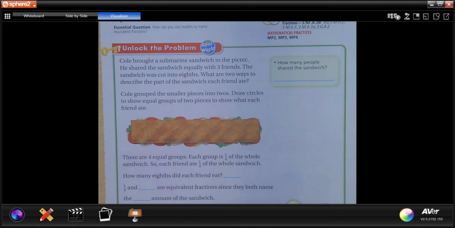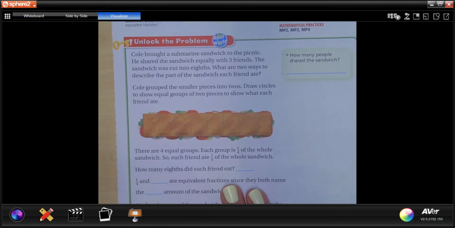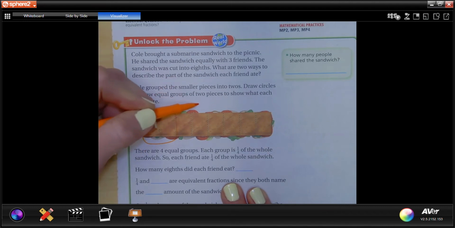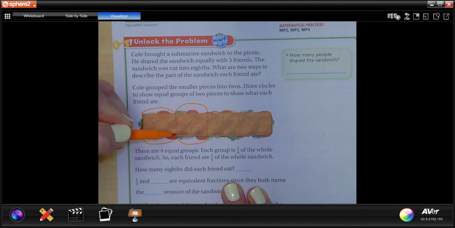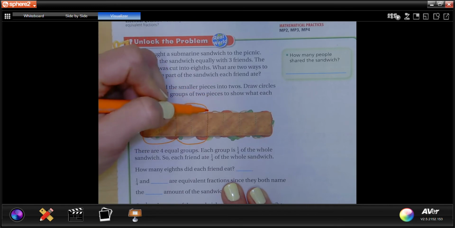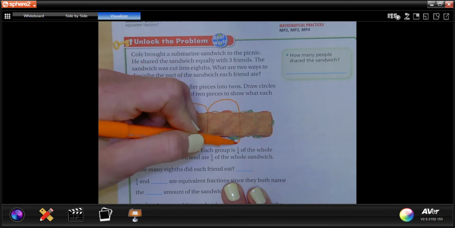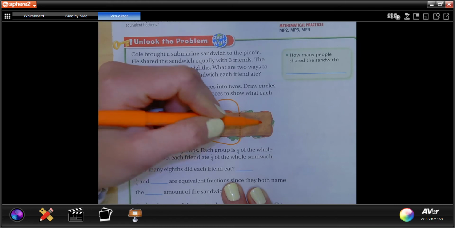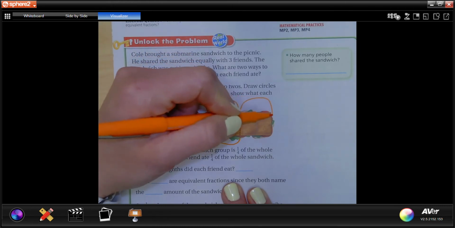Okay, equal groups of 2 pieces, that's what we're going to circle. Okay, 1, 2 pieces. 1, 2 pieces. 2, 1, 2 pieces. 3, 1, 2 pieces. 4.